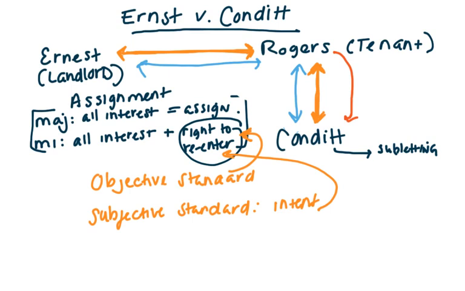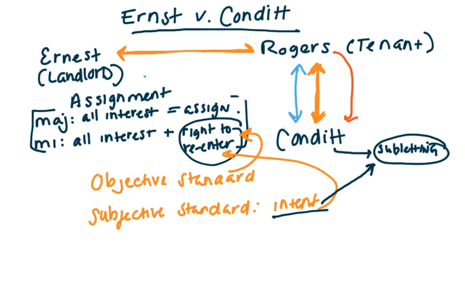Condit argued that even if the contract did not have an explicit right to reenter, it did have this implicit right to reenter because the word subletting was used in the contract. The court didn't buy this argument. Even with the subjective standard, they said, we think that they didn't mean to maintain a right to reenter by using the word subletting, and so we have an assignment.